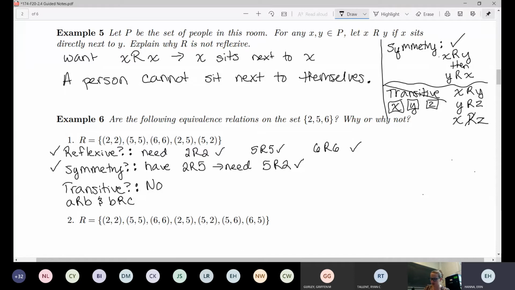So we have no cases of A is related to B and B is related to C, which means we're vacuously true to be transitive. Because there's no cases to check, we're actually fine. So this would be an equivalence relation.